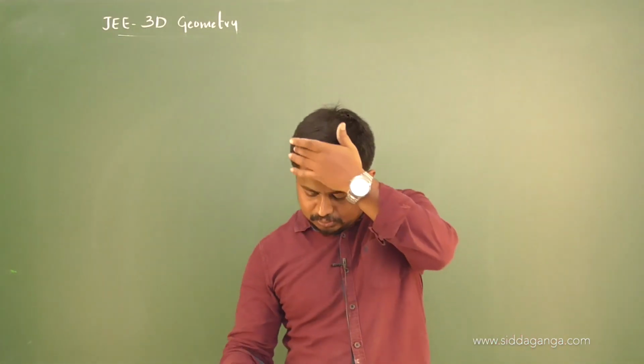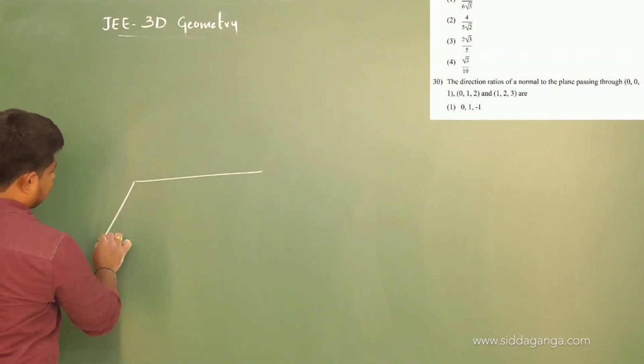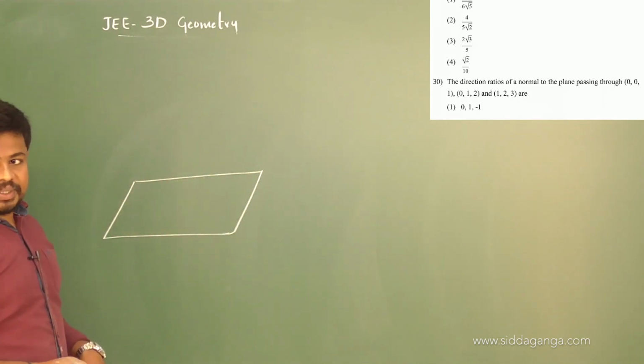Okay, let's move on to question number 30. The direction ratios of a normal to the plane passing through (0, 0, 1), (0, 1, 2) and (1, 2, 3) are. So here there is a plane passing through 3 points. Let me take, this is a plane passing through 3 points.